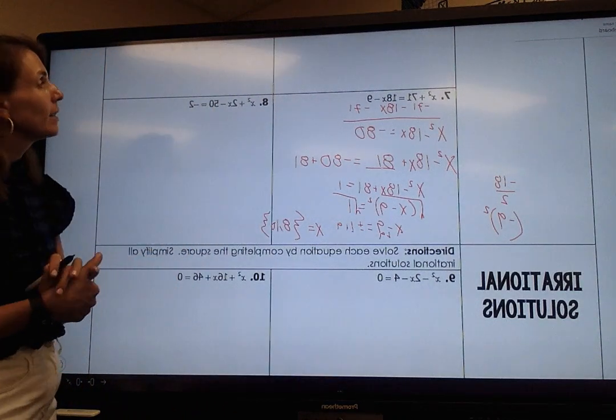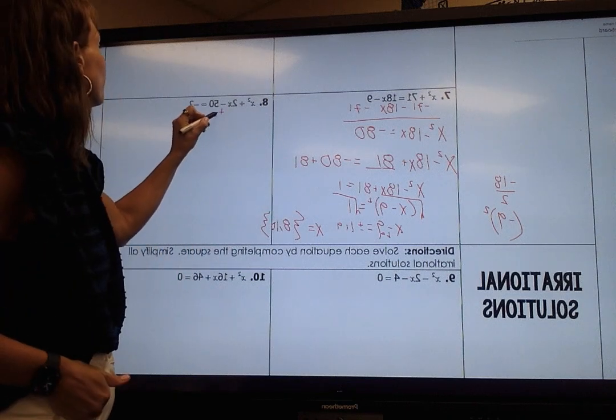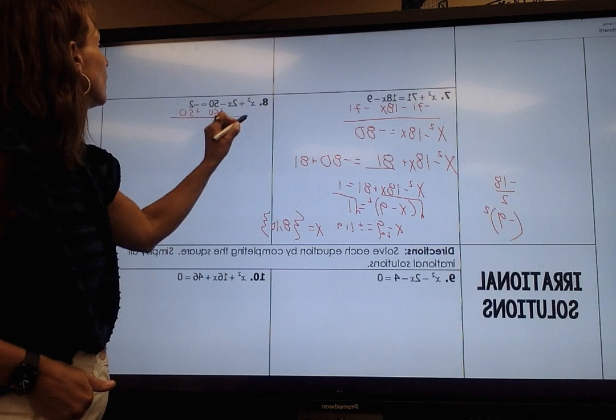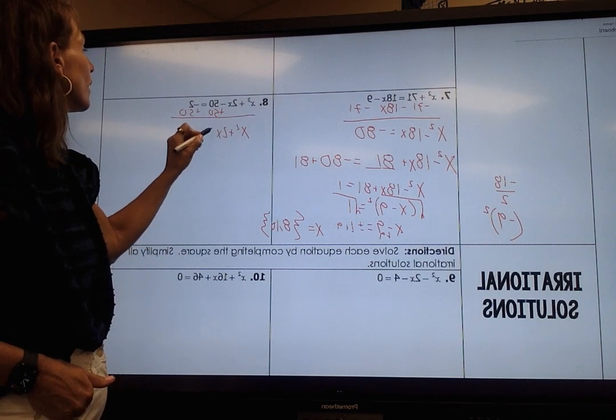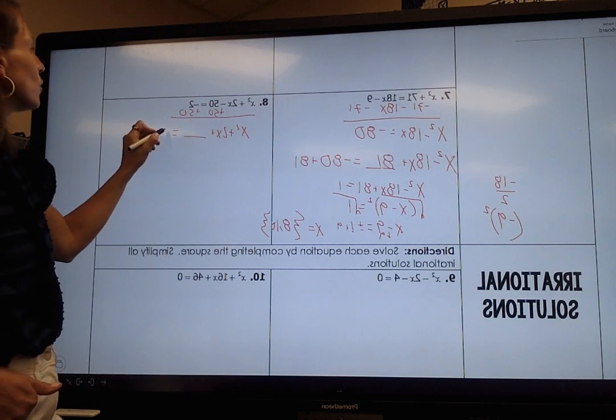Let's try number 8. We're going to get constant terms on the right-hand side, so I'm going to add 50 to both sides. I get x squared plus 2x plus something is going to equal 50 and a negative 2, which is 48.